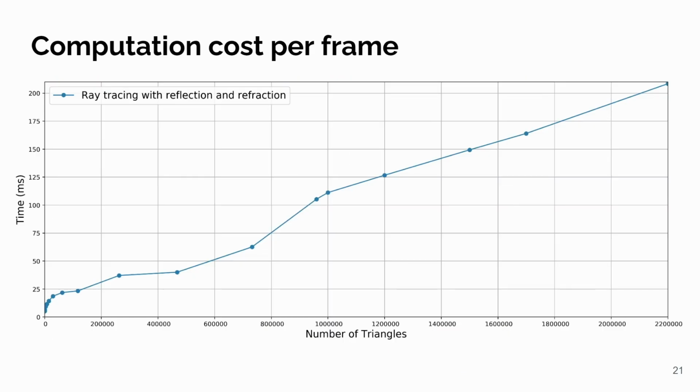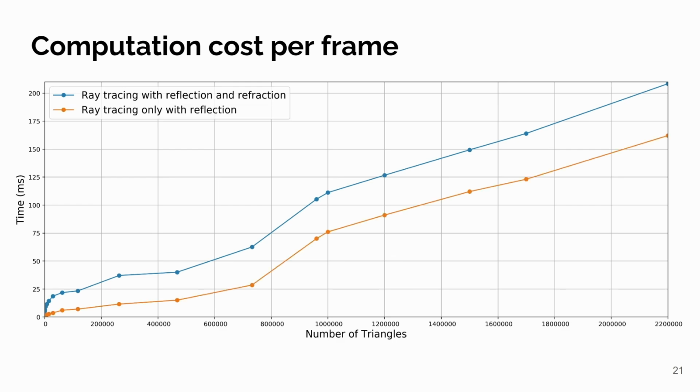We wanted also to compute how much it costs our method. So we did a computation of the same scene. We just changed the number of triangles that we have in the water. So this is how much time it costs to compute. It's an animated scene with reflection, refraction. And as we see, obviously it increments as we have more triangles because the complexity of the scene is bigger.